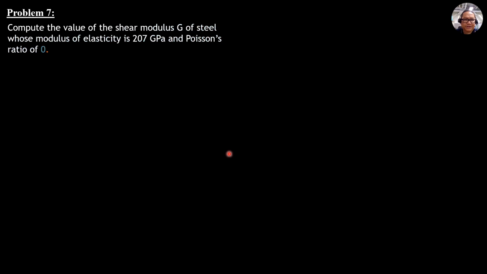Next, problem 7. Compute the value of the shear modulus G of steel whose modulus of elasticity is 207 gigapascals and Poisson's ratio of 0.325. Remember the formula that I suggested: 2G quantity 1 plus Poisson's ratio equals E. We're looking for G, Poisson's ratio is 0.325, and E is 207 gigapascals. Solving for G, the shear modulus is 78.11 gigapascals.